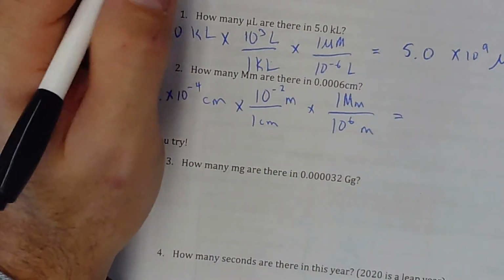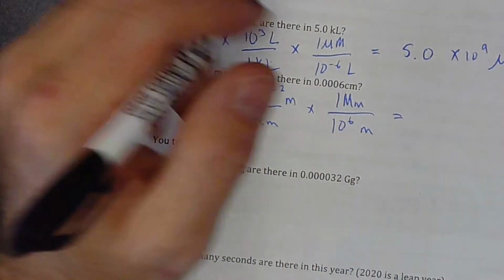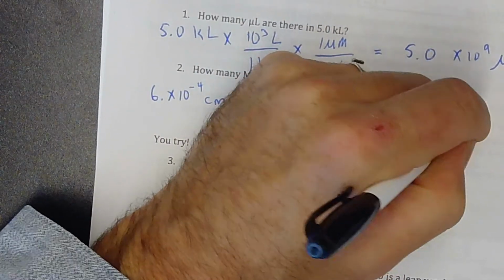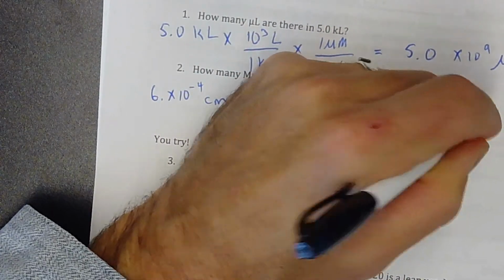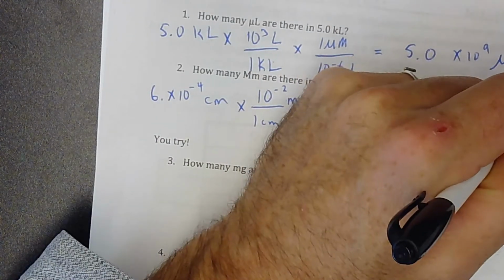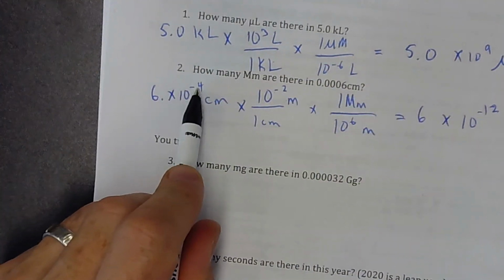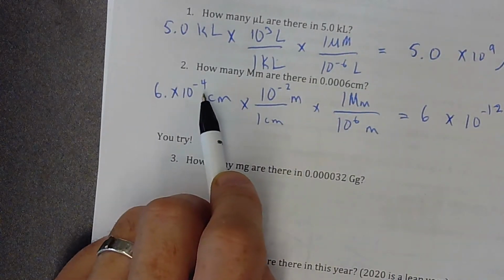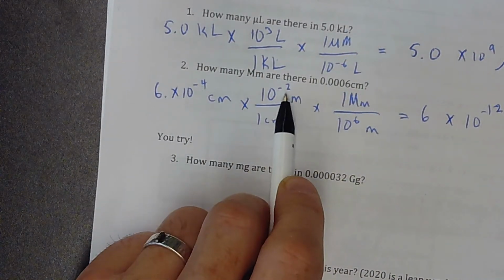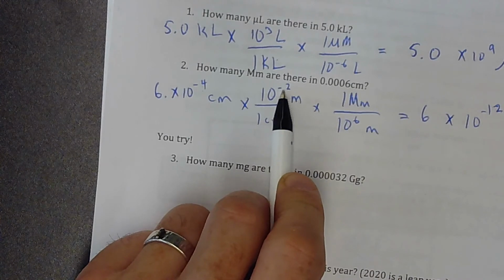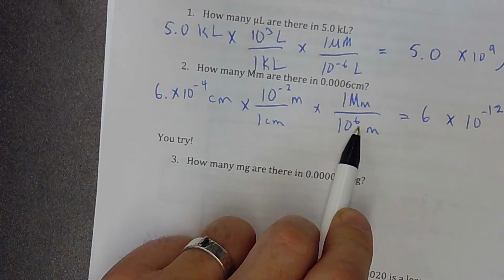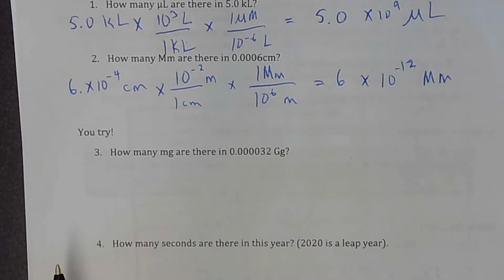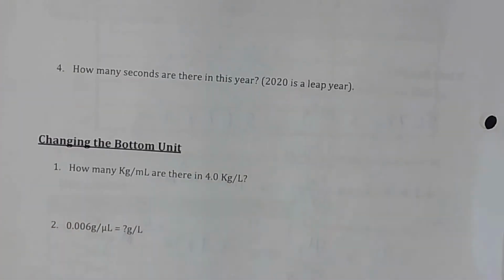I can do it just mentally. It's not too hard. And that's going to be 6 times 10 to the negative 12 megameters. Right, so I'm just doing power laws. Minus 4, you add it on the top, you subtract on the bottom. So minus 4 and minus 2 is minus 6. Minus 6 is negative 12. So I just did my power laws, if you remember that from your Math 10 course.